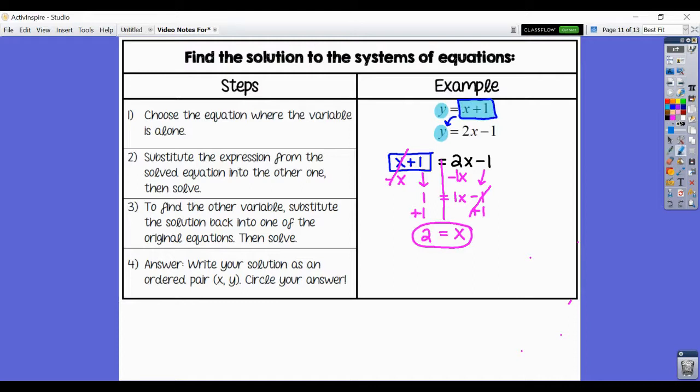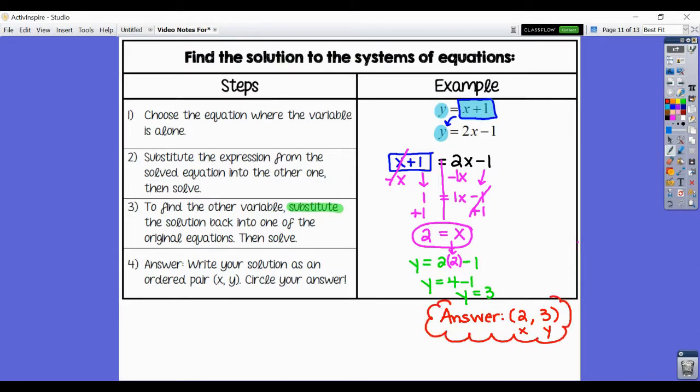Now we go on to step number 3, which is substitute the solution into either equation. I'll choose the second equation, which is y equals 2x minus 1. Erase and replace the x with what we know it to be, which is 2 in this case. Solving that through, we do multiplication first, thinking about our order of operations, which is going to be 4, minus 1, giving me 3 here for y. Final answer, make sure you write it as a point. It's going to be x first, which was 2, and y second, which was 3 here. That's our finalized answer here.